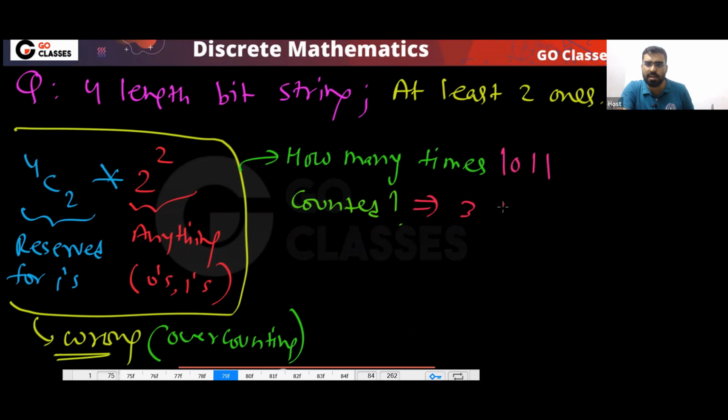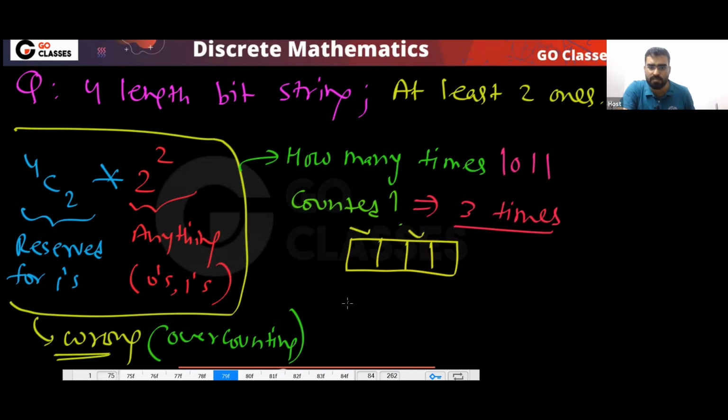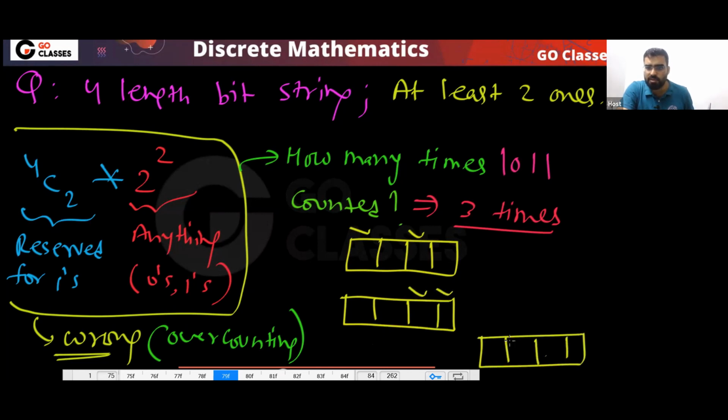Again, this string has been counted 3 times. How am I counting this 3 times? Because I can reserve this and this for ones. In a parallel universe, I can reserve this and this for ones. In another parallel universe, I can reserve this and this for ones.